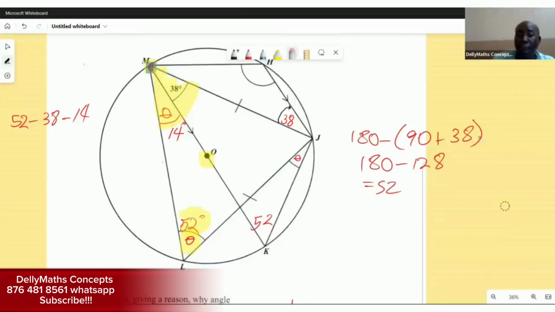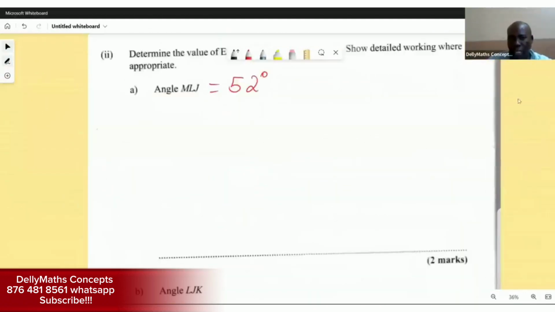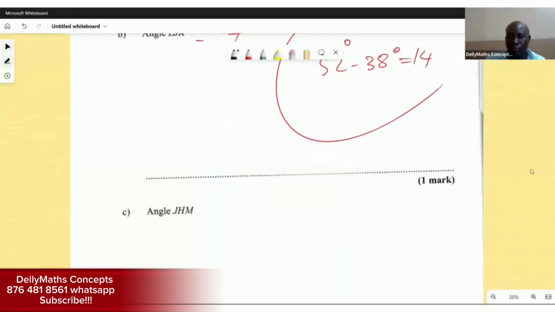Remember I just said, the moment I find this angle here, then I would have automatically found that this is 14 as well, because they're in the same segment. So when I know that, I ended up knowing that one. So the answer for LJK, we did speak about it up there. That angle here is 14 degrees. And they didn't ask for a reason, all right? But the working out, as you could see, would have just been 52 minus 38, getting 14. And then we link the same segment idea. And that's what brought us there.